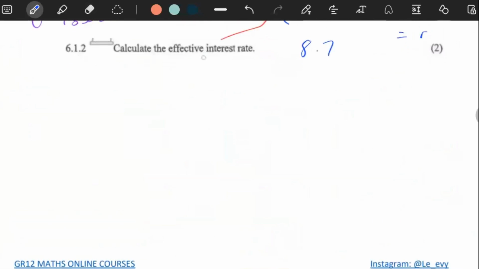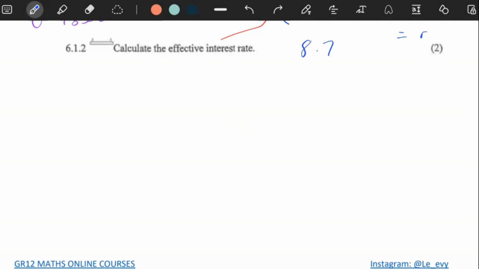They wanted to calculate the effective interest rate here at 6.1.2. It's a 2-mark question. The effective interest rate formula is something easy to forget, so just make sure that when you walk into your exam, you remember it. Even if it's a matter of briefly opening your textbook while walking into the exam room, just quickly check what the effective interest rate is. It will help you because that's one of the formulas that are not on your formula sheet.